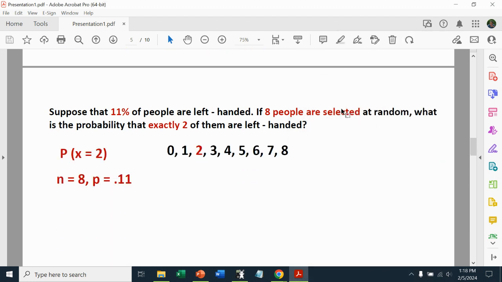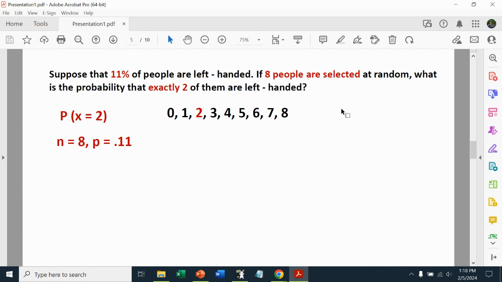Minimize that. Same type of problem. Suppose 11% of the people in the United States or whatever are left-handed, maybe at Bridgewater, who knows. 11% of people we survey are left-handed. If 8 people are selected at random, what's the probability of exactly 2? All right, so it's interested in the probability of exactly 2 out of 8. And there's 8, probability of someone being left-handed is 11%.